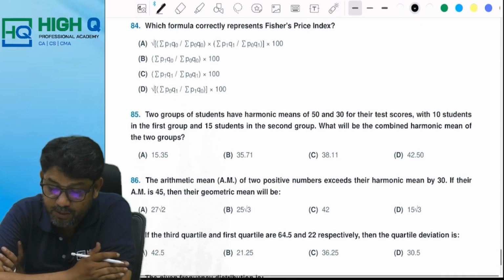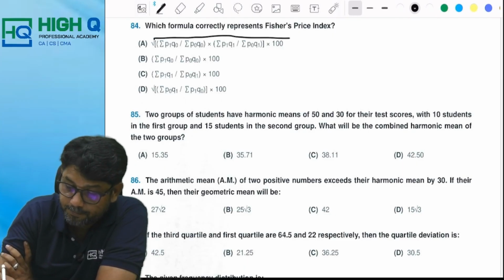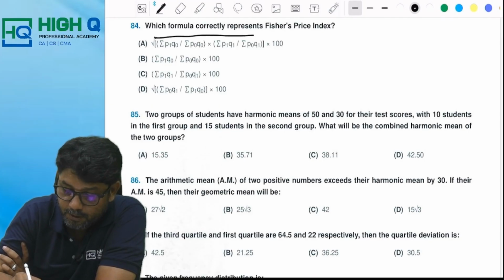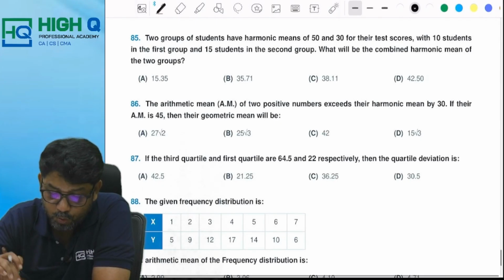Okay, next. Which formula correctly represents Fisher's ideal index number? I think this will be like this. So, option A, my dear.